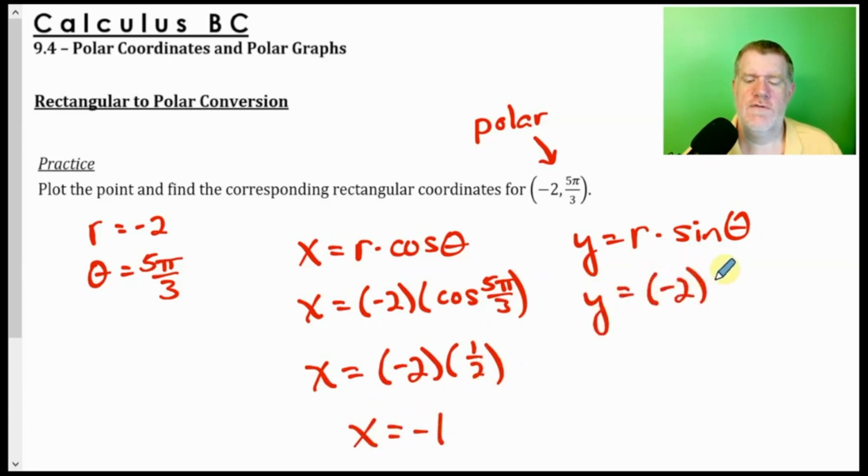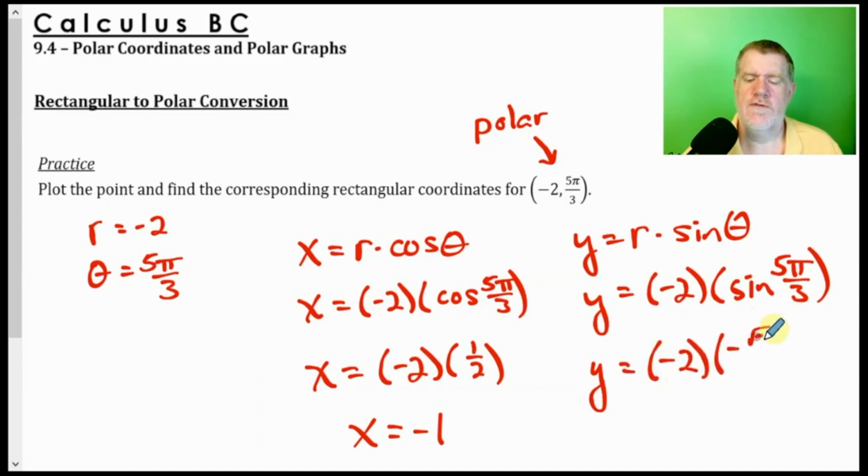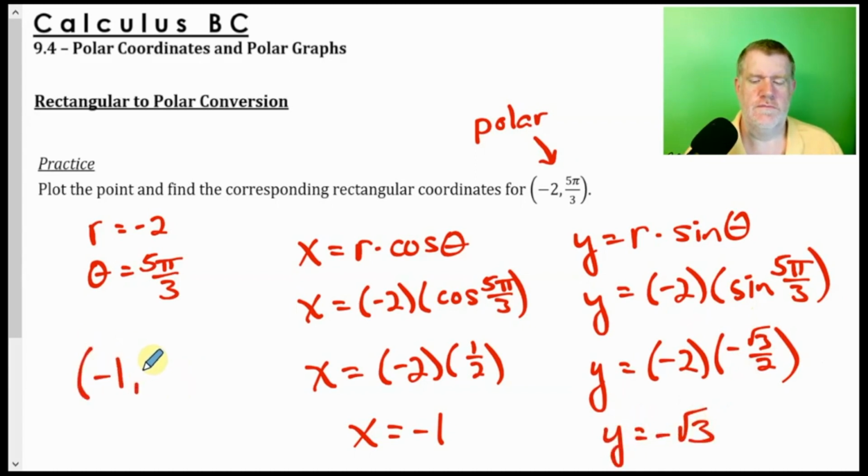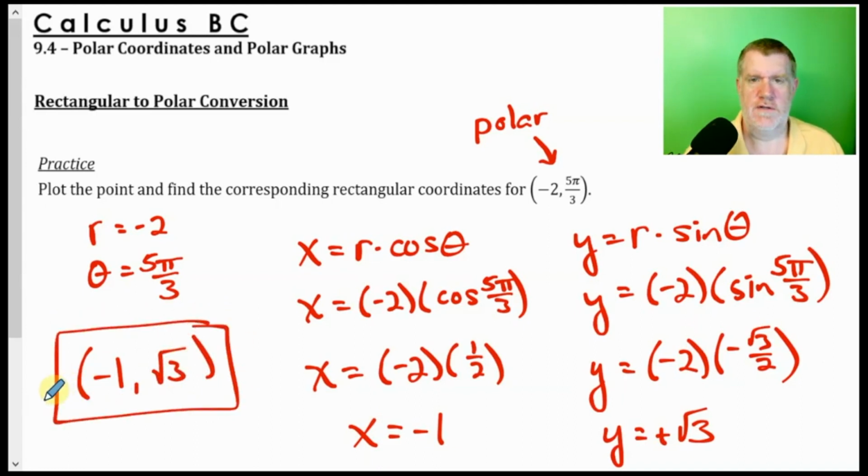This is -2 times the sine of 5 pi over 3. And the sine of 5 pi over 3 is -√3 over 2. Multiply those together, I get -√3. So the point of -1, wow, negative times negative is positive, and positive root 3 should be accurate. Let's check it out.